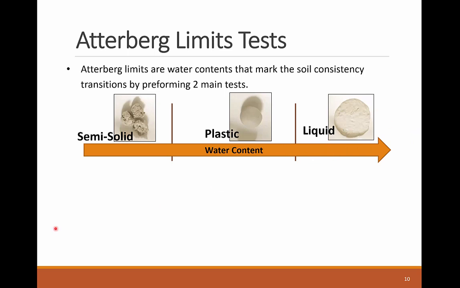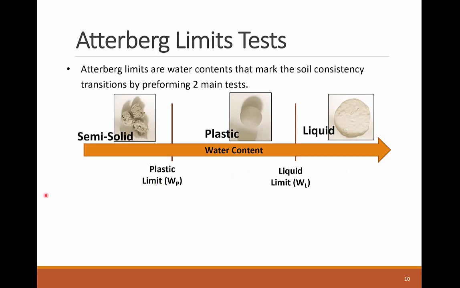As such, there are two Atterberg limits between these three soil consistency states. The liquid limit is the water content at which the transition between the liquid and the plastic soil state occurs, and the plastic limit is the water content that defines the lower limit of the plastic solid state.